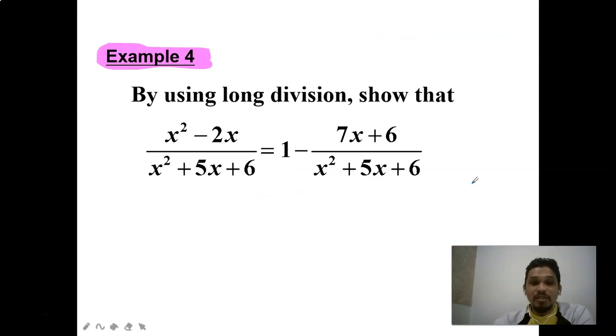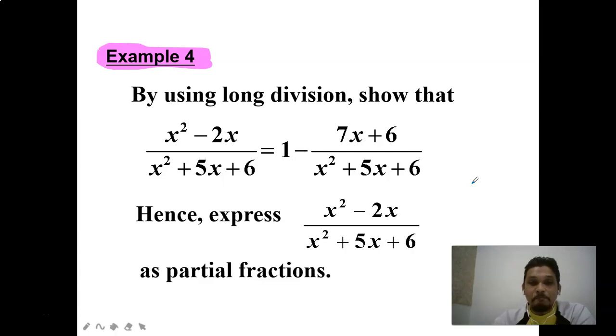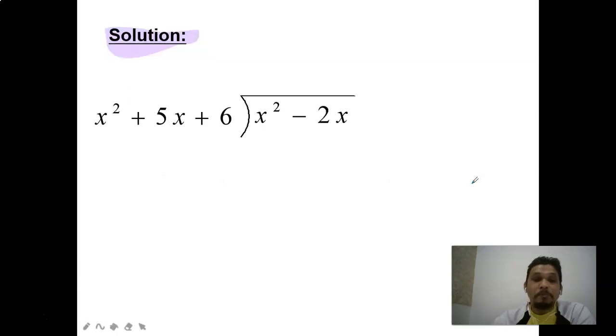Example 4: by using long division, show that this one equals the following, hence express this one as a partial fraction. Now x² minus 2x plus 0. So x² divided by x² equals 1. 1 times x² equals x². 1 times 5x equals 5x. 1 times 6 equals 6.